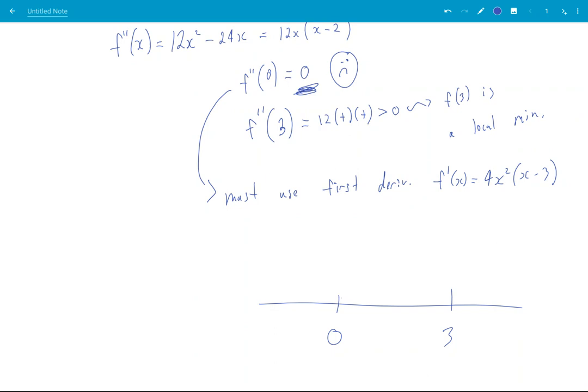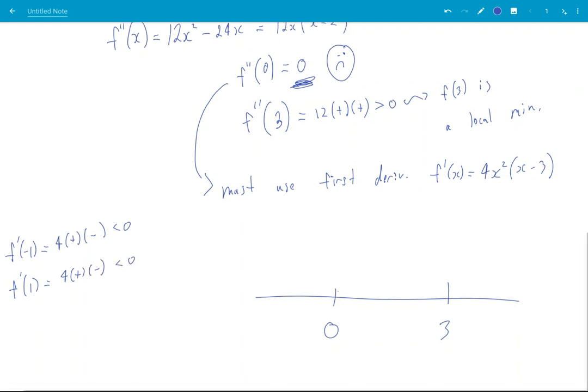Then I do some test points, like f prime of negative 1 is 4 times a positive times a negative, which is less than 0. f prime of 1 would be 4 times positive times negative again, also less than 0. And f prime of, just for kicks, f prime of 4 is going to be 4 times a positive, which is bigger than 0.